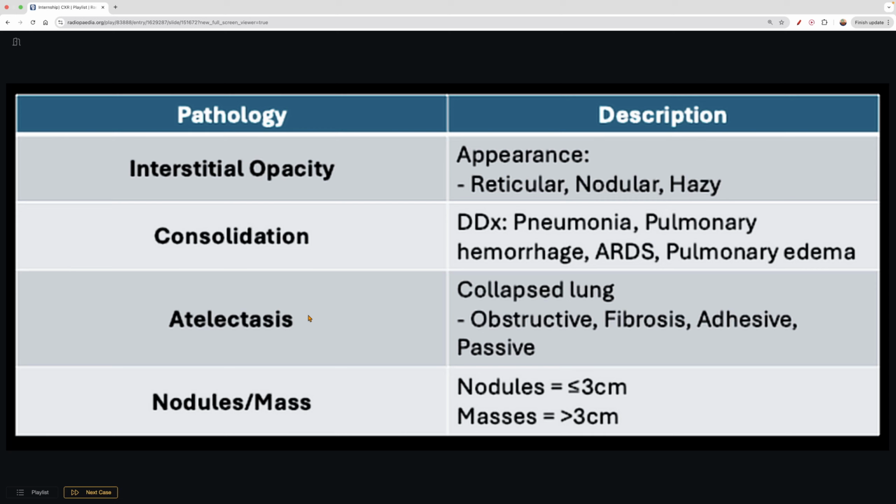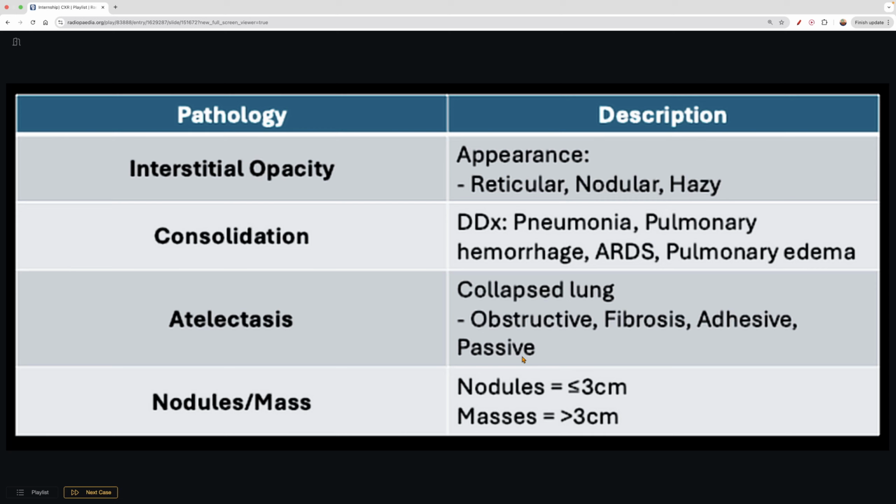In terms of the atelectasis, it's the collapsed lung, and it could be due to an obstruction within the airways. It could be due to fibrosis. It could be due to adhesion. And this is more of a surfactant deficiency. Think about pediatric patients.